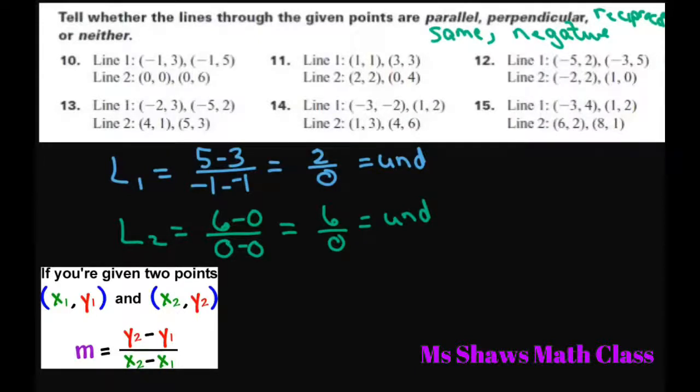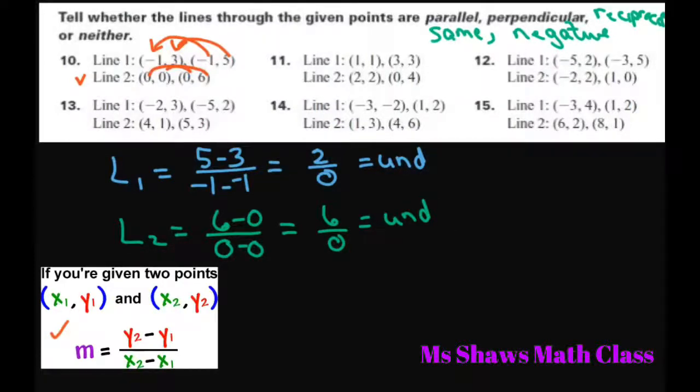So I went ahead and did the first one, and here's your slope formula. You need to memorize that. So I did 5 minus 3 and negative 1 minus a negative 1. So I got 2 divided by 0. I did the same thing for line 2 and got 6 divided by 0, which is undefined.